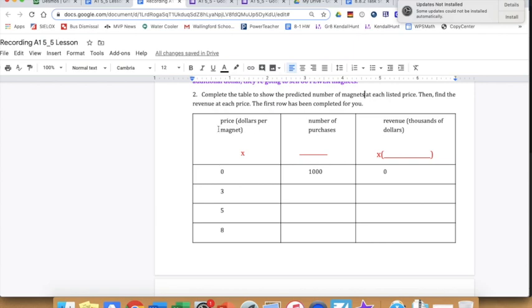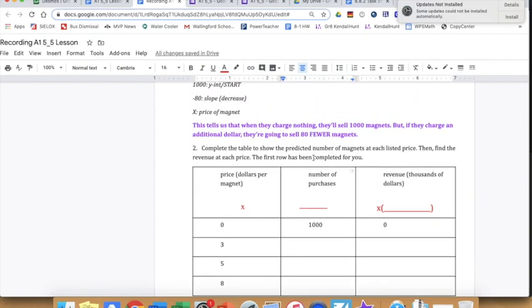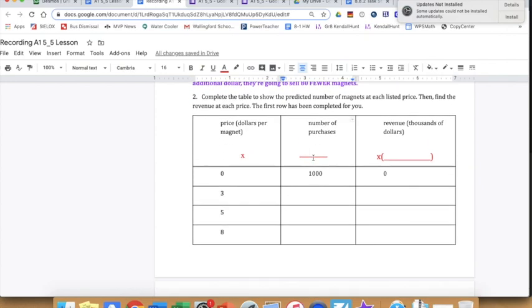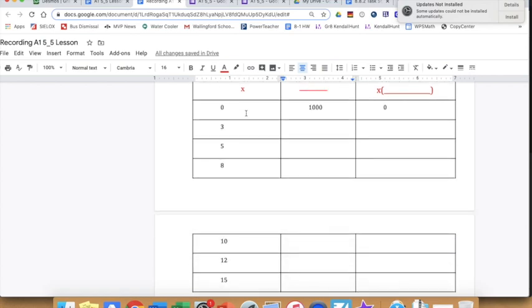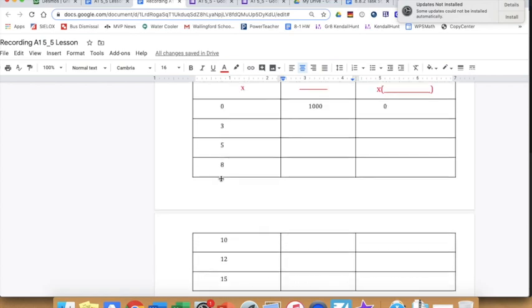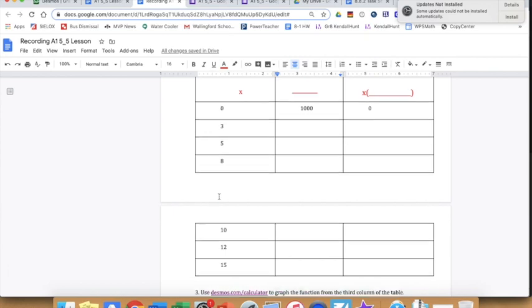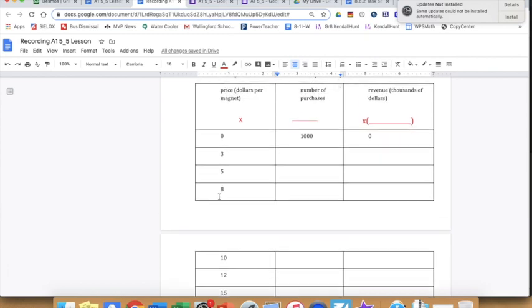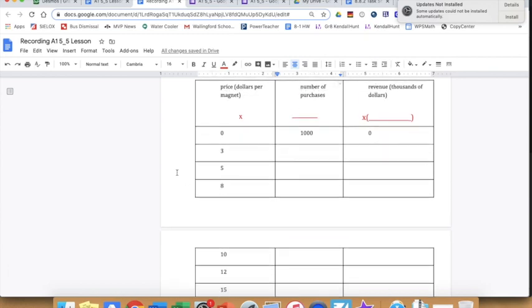So the first row's been done for you. If they charge nothing, everyone's going to buy it. They're going to make no money. All right? You're going to have to write in the expression for the number of purchases, but it's written right above. Okay? And they give you the prices. You'll notice that at one of these prices, something funky happens, which is what we're looking for, okay? So take a minute, pause the video, and fill in that table.